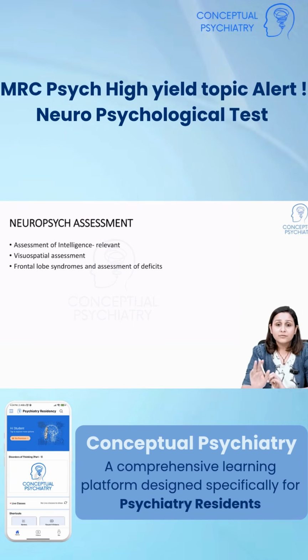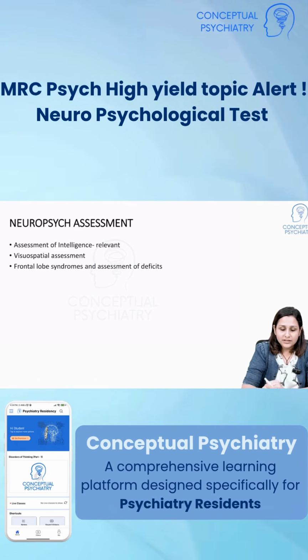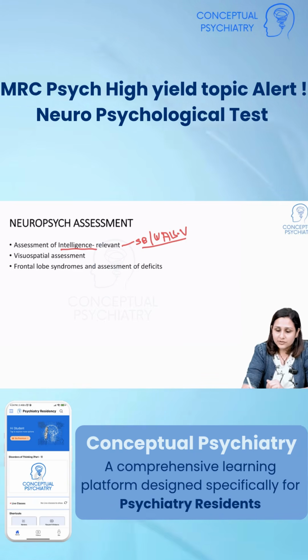So what are we going to be discussing today? The assessment of intelligence, which is very relevant. We'll not be discussing too much about the Stanford-Binet or the Wechsler scale, which is the fifth version. We'll be talking of two other tests, which is Raven's progressive matrices and the NART. These are of importance for us.